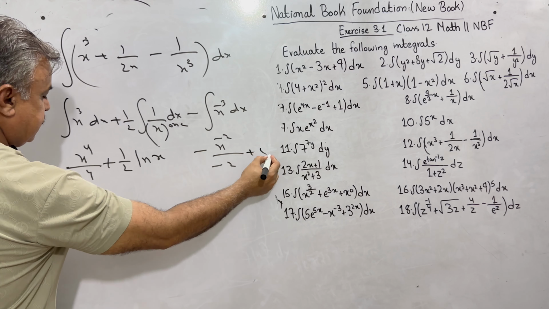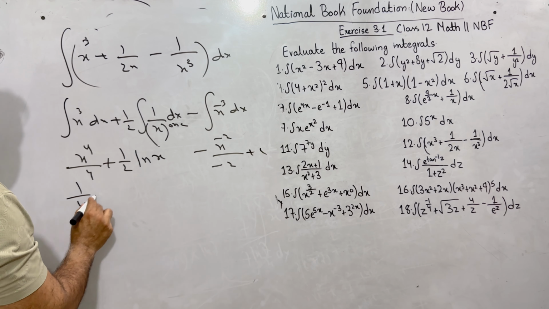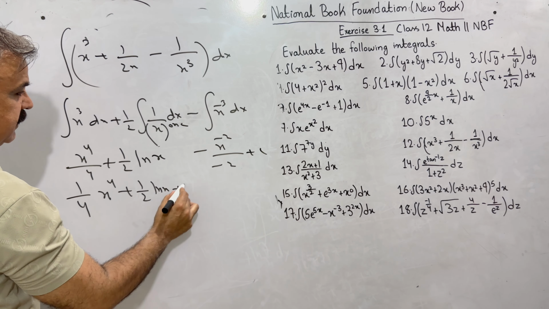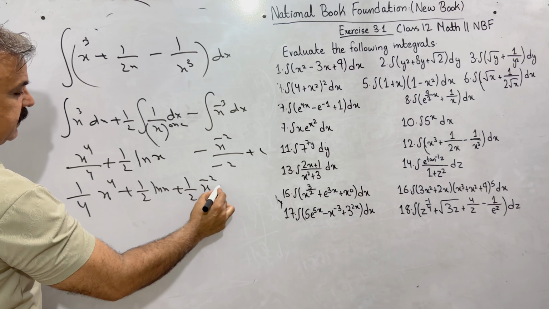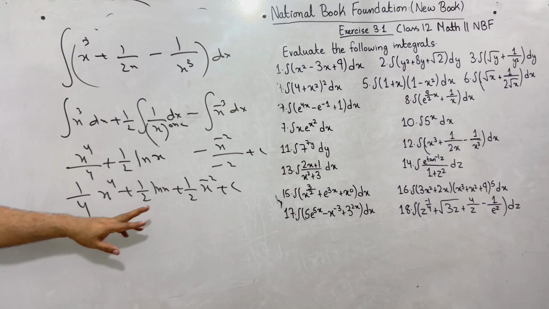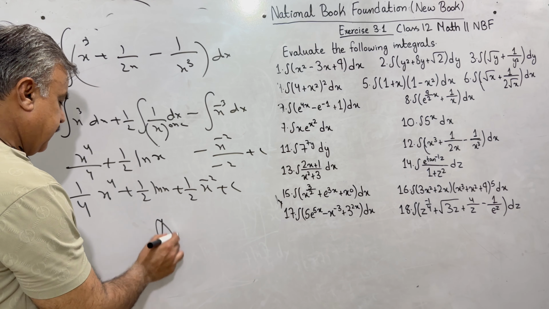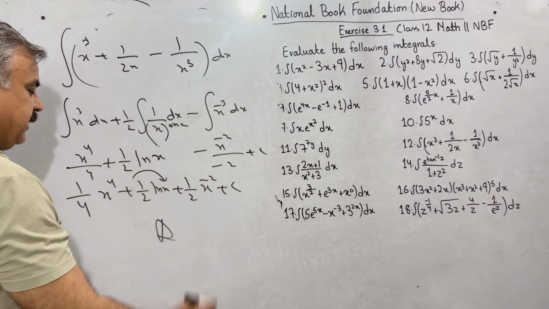It will become minus minus plus. So we have the eventual answer: 1 over 4 x to the 4, minus 1 over 2 times ln x, minus minus plus 1 over 2 x raised to minus 2, plus c. You can shift this into the numerator to make it positive or leave it here. It's up to you. Or one can make the coefficient of log a power.